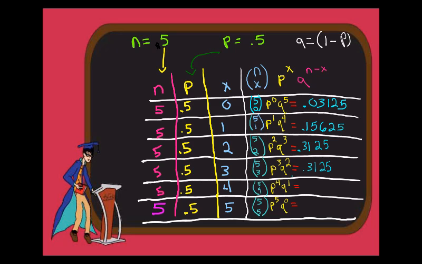Wait a minute. 5, 0 leads up to 3. 5, 1 leads up to 15. 5, 2 leads up to 31. And 5, 3 leads up to 31. Holy crackers. Where have we seen something like this before? This looks an awful lot like a problem we did earlier involving flipping coins.